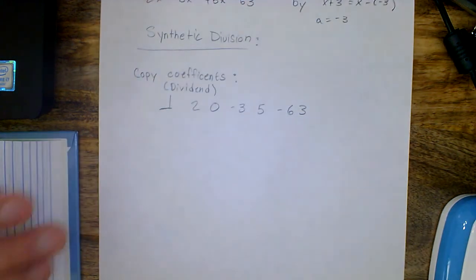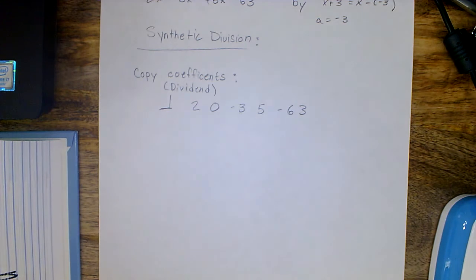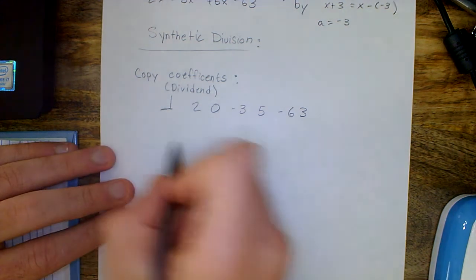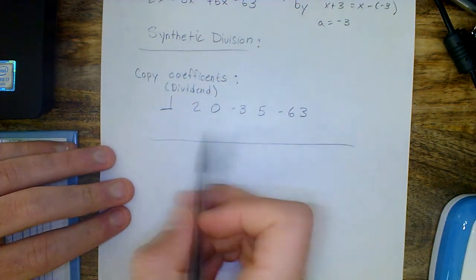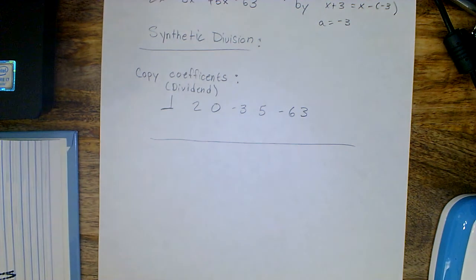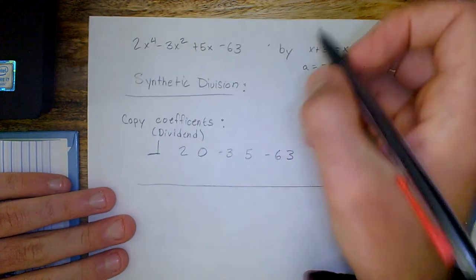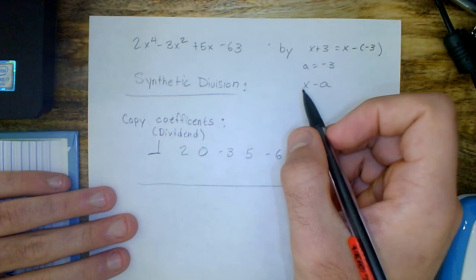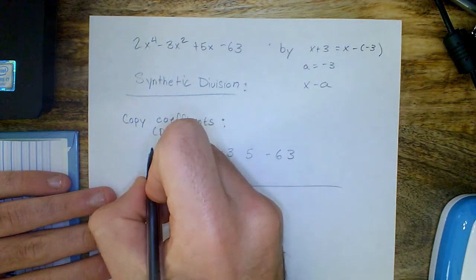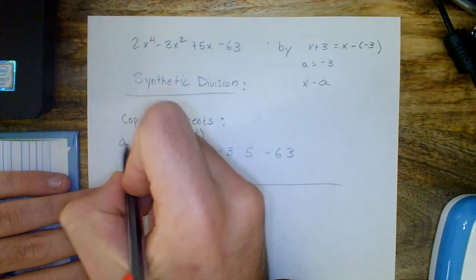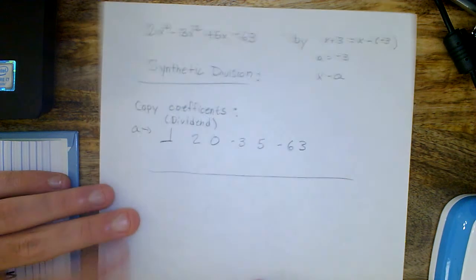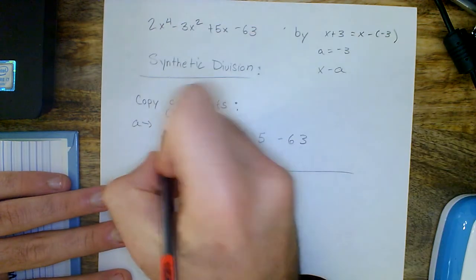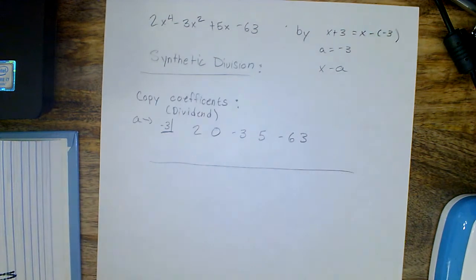So we've got our coefficients copied down. Next, we're going to leave a space here for some other numbers to go right here. Now you have to figure out what a is. I already gave that to you. If you're dividing by x minus a, you put a in this little box. So a goes here. A, in our case, is negative 3.